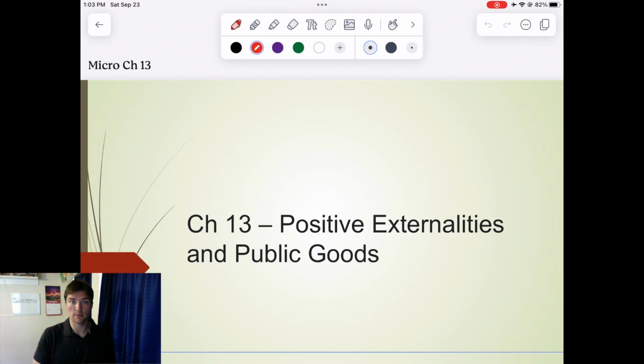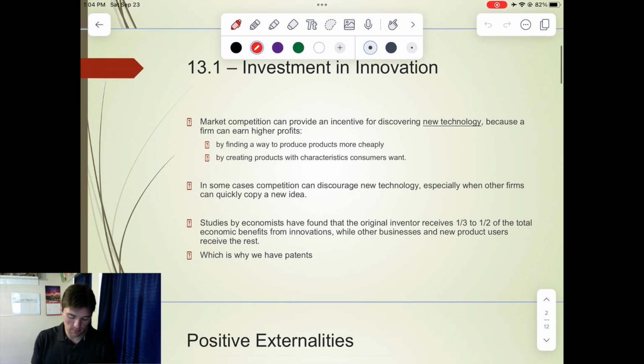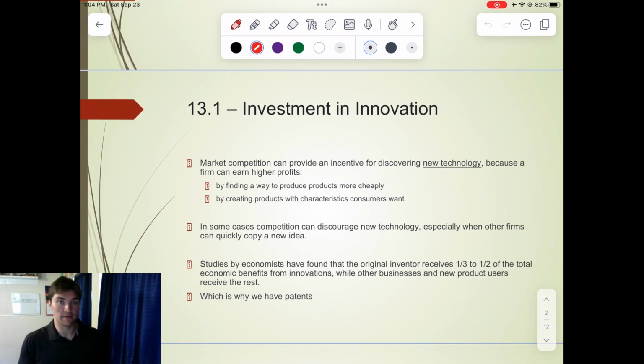So in here, we're going to be talking about chapter 13, which is looking at positive externalities and public goods. So basically, when it comes to positive externalities, what's happening here is there is a benefit to producing something. Now, the extra benefits are unknown, okay? So basically, like investments in innovation.